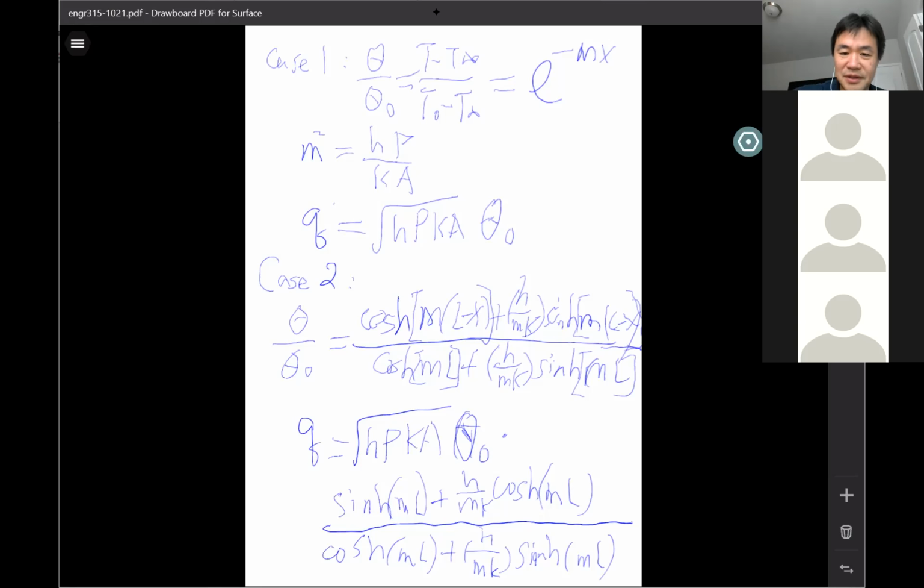Any question? This is case 2. I need one more page for case 3. Do you still remember what the case 2 condition is? See if you pay attention. Finite length fins where there's convection at the end. That's right, that's case 2. Unfortunately, case 2 is a very practical case, but it's the longest in the solution.